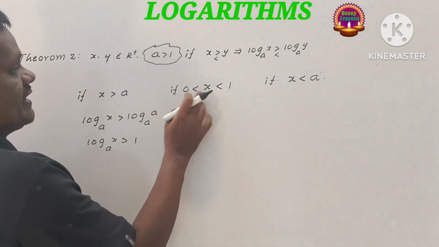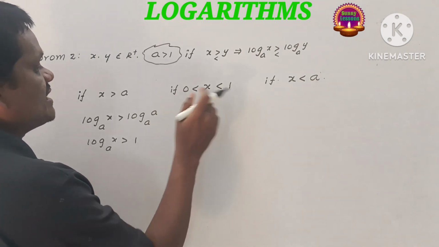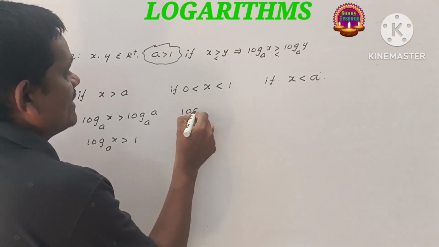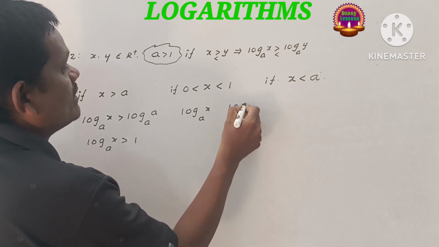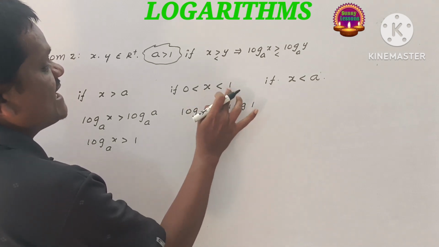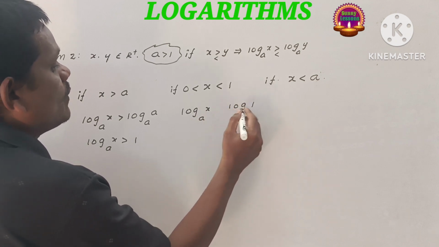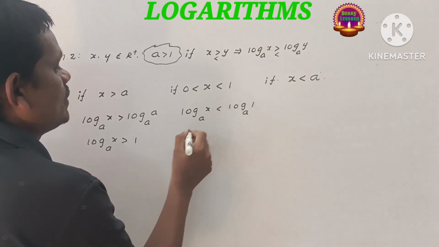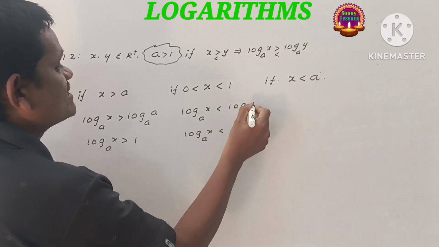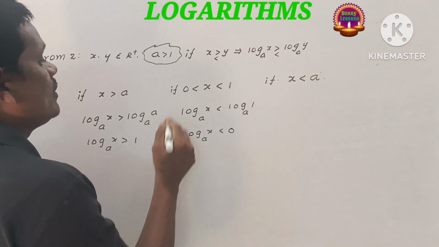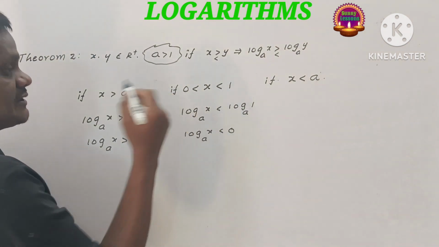Second condition: if x lies between 0 and 1, in this case we also apply log on both sides. Log 0 is not defined, that's why we have to take log x base a and log 1 base a. If x is less than 1, then log x base a is less than log 1 base a, whose value is 0. So if x lies between 0 and 1, then log x base a is negative.